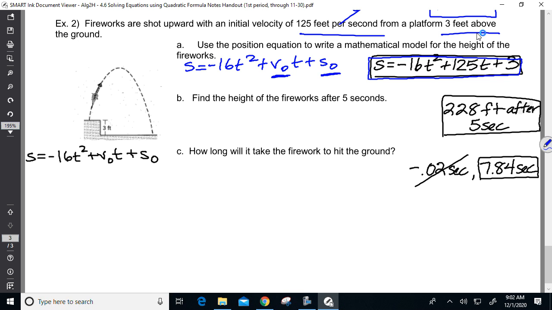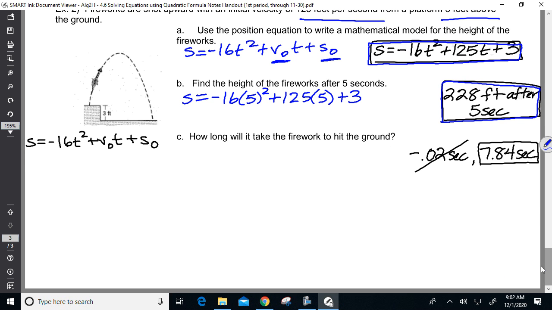Part B, find the height of the fireworks after 5 seconds. So you're taking the equation that you wrote, plugging in 5 for t. So negative 16 times 5 squared plus 125 times 5 plus 3. And then you do the computation, order of operations, that takes you to 228 feet after 5 seconds.